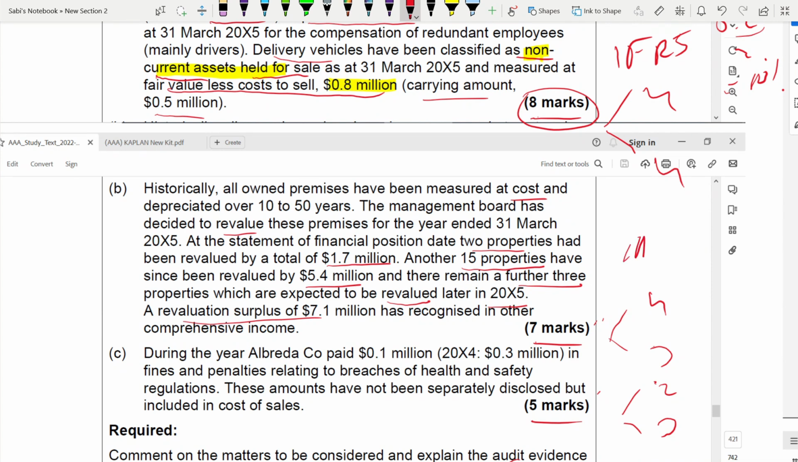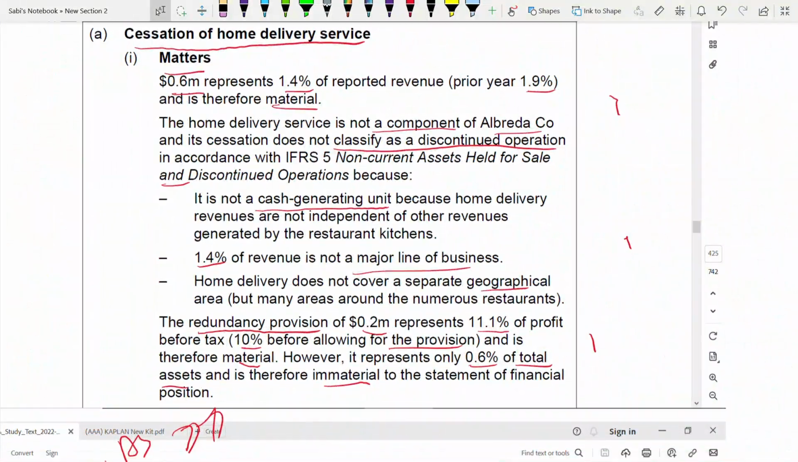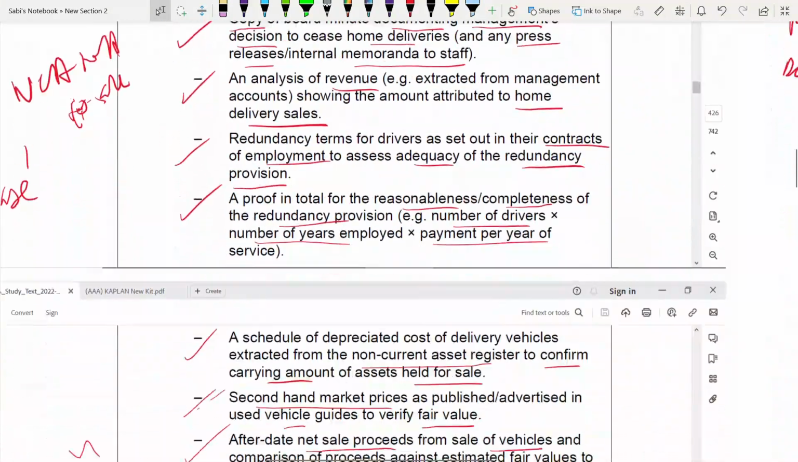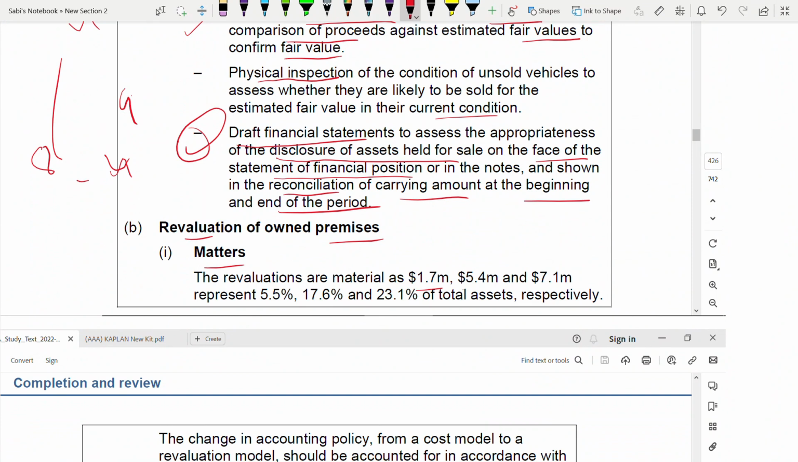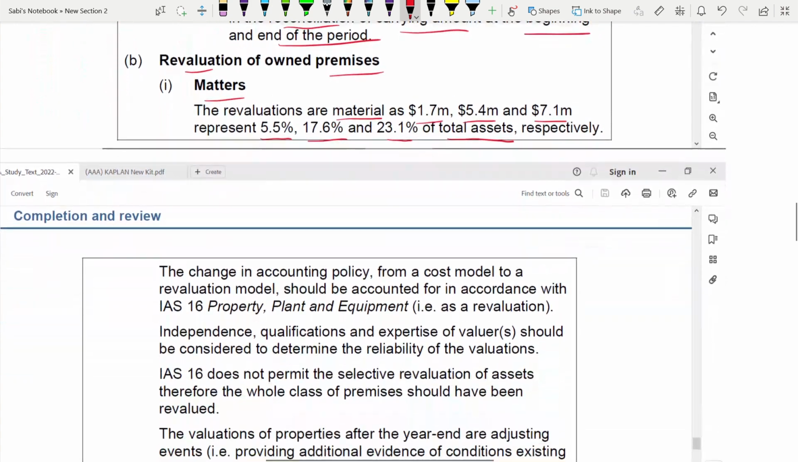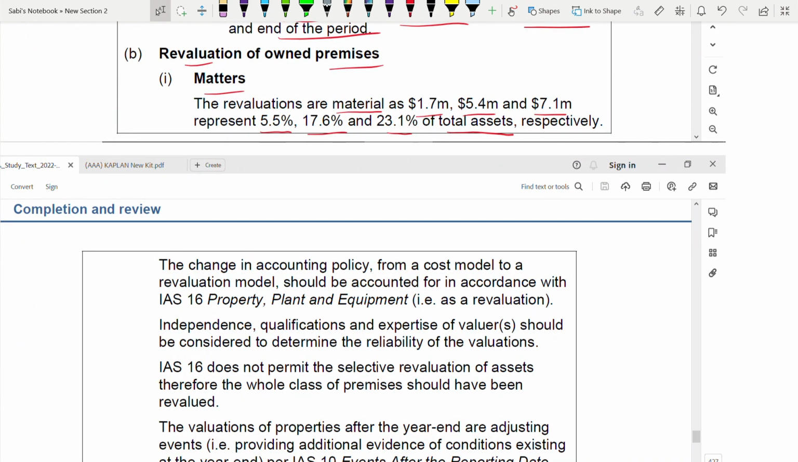It is IAS 16 only, we know that. IAS 16 rules apply on revaluation. Again, check materiality in 3 things: 1.7, 5.4 and 7.1. Test all this with non-current assets. That's what they have done here in B. 1.7, 5.4, 7.1, all are material. If all 3 are taken in terms of total assets, separately, 5.5, 17.6, 23.1, all are material. So the revaluation is material. Now you want to change from cost model to revaluation model according to IAS 16. So IAS 16 is the standard that needs to be applied.